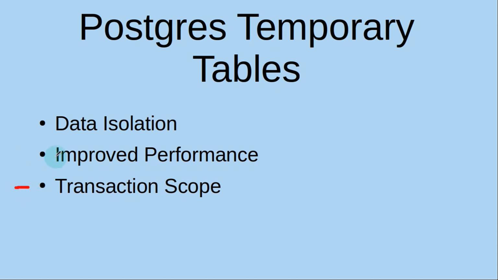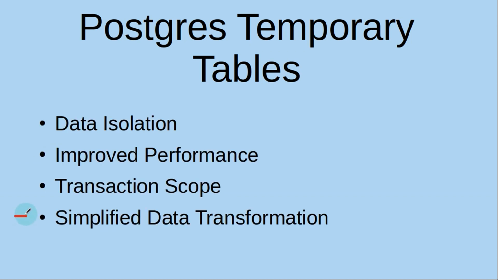Transaction scope. Temporary tables can be useful within a transaction to store and process data throughout its duration. They are automatically dropped at the end of the transaction, ensuring data integrity and avoiding clutter in the database. Temporary tables can be used for staging data, performing complex calculations, or maintaining temporary state within a transaction.